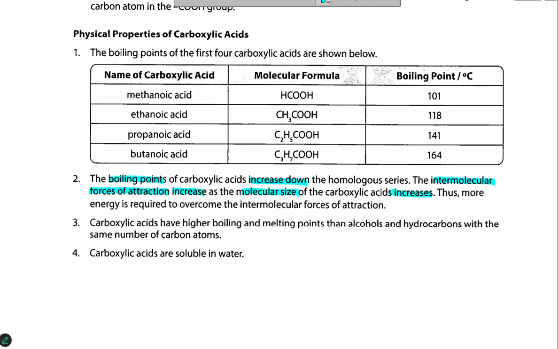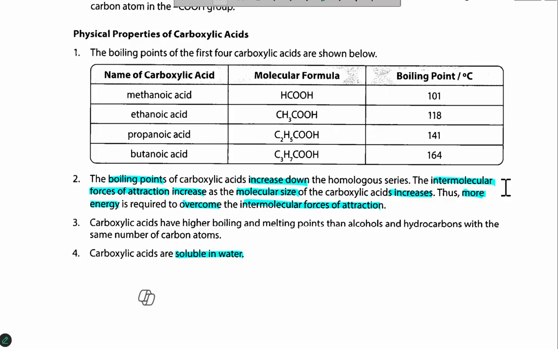So whenever molecular size increases, the intermolecular force increases according to the theory, the facts that you learn under simple covalent molecules. So when the intermolecular force increases, more energy is needed to overcome these stronger intermolecular forces. Therefore, the melting and boiling point increases down as the molecular size increases. And carboxylic acids are soluble in water. Remember, ethanol, the smaller alcohols are soluble in water. The larger ones are not soluble.